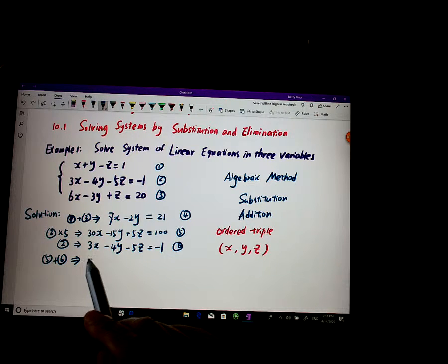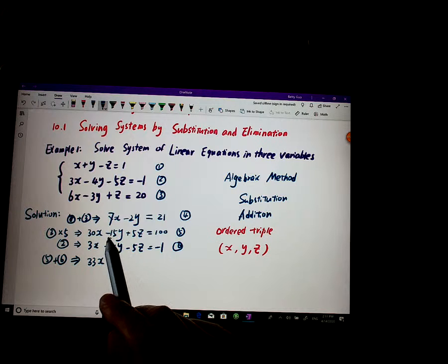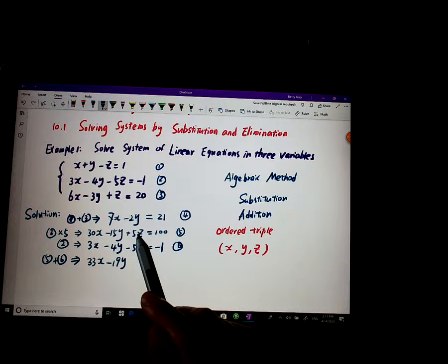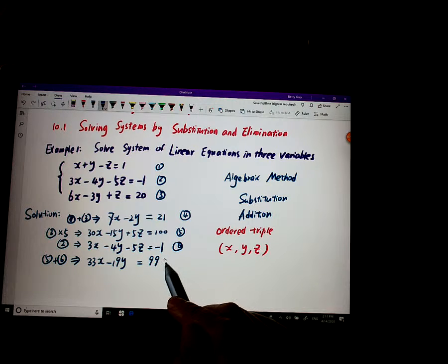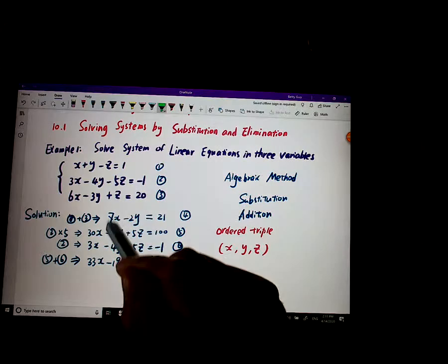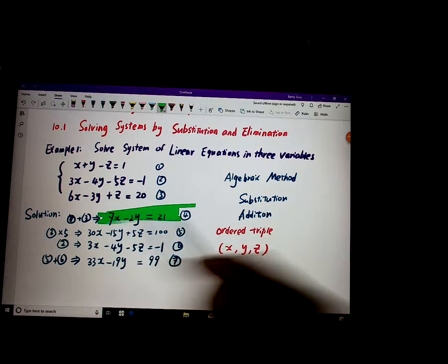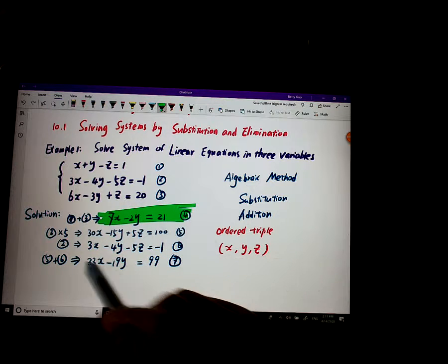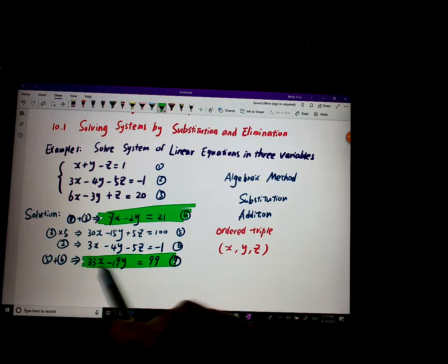30x plus 3x is 33x. Negative 15y minus 4y, combine their coefficients, gives us negative 19y. 5z and negative 5z cancel out. The right hand side is 100 minus 1, 99. We are going to label this equation number 7. Okay, so let's see. Number 4 only contains x and y. Number 7 only contains x and y.